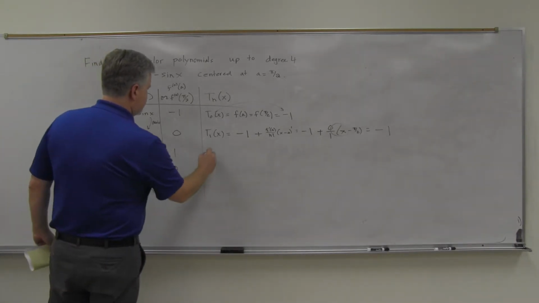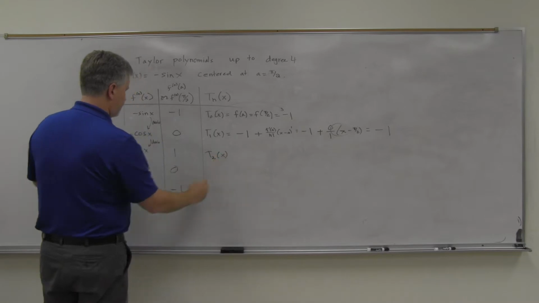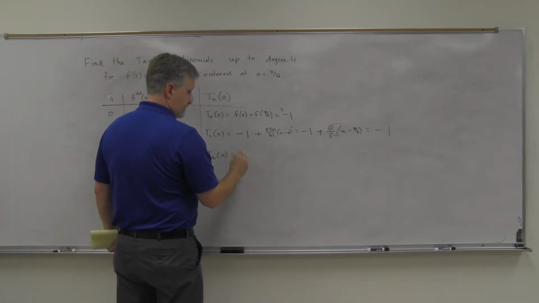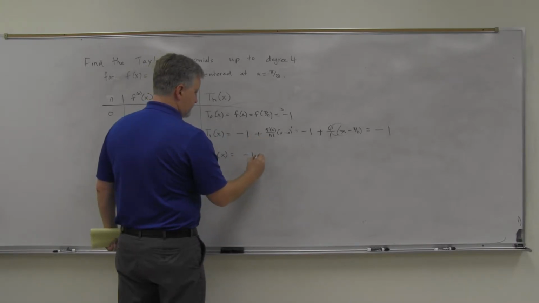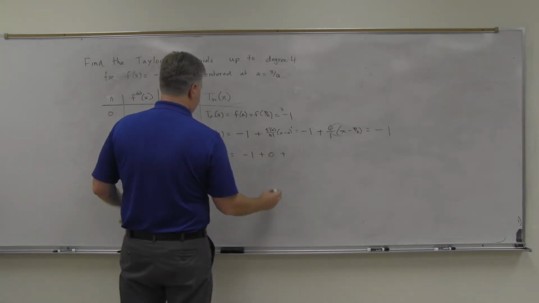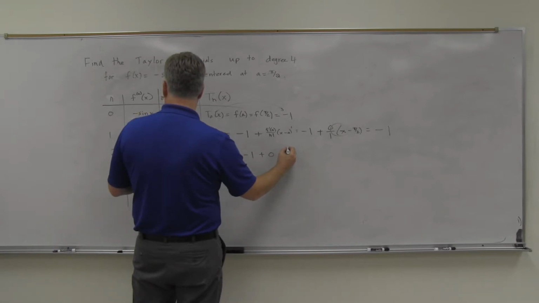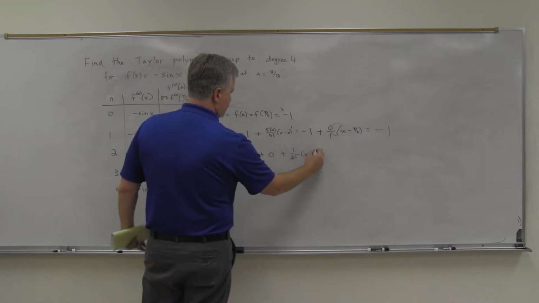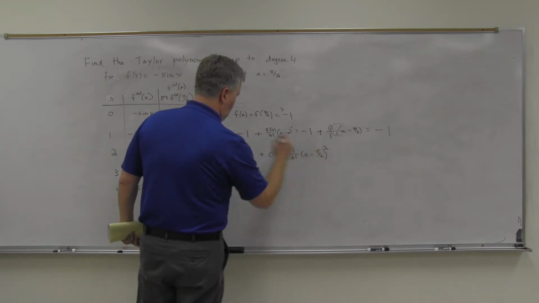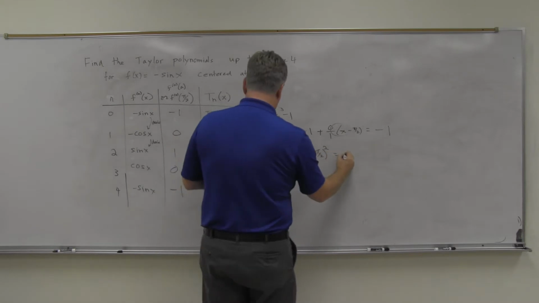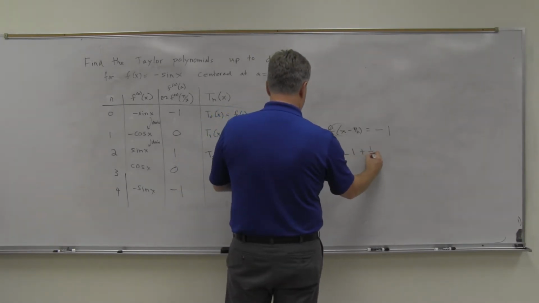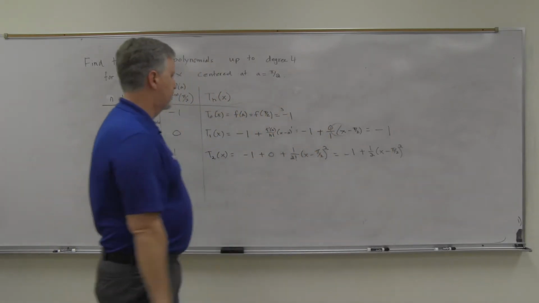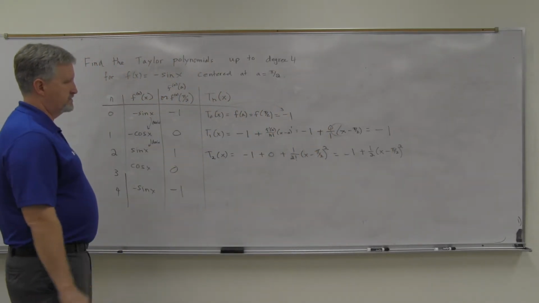Anyway, all right. So T2 of x would be the n equals 0, n equals 1, and then the n equals 2 term, which would be the second derivative at a, which is 1, over 2 factorial times x minus a, which is pi over 2, squared. So that's just negative 1 plus 1/2 times x minus pi over 2 squared, because that n equals 1 term is 0.